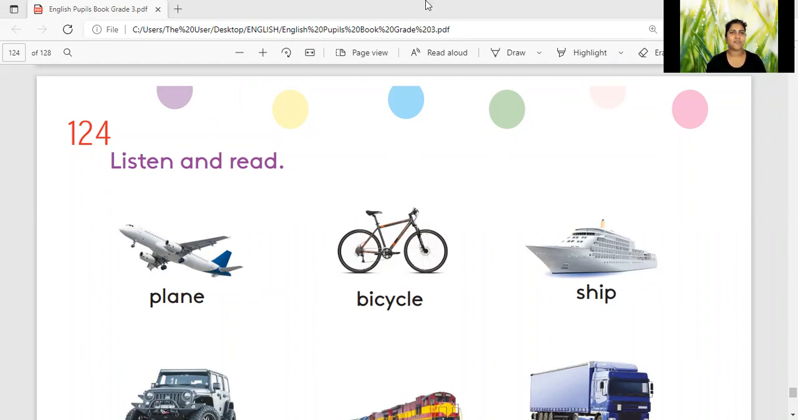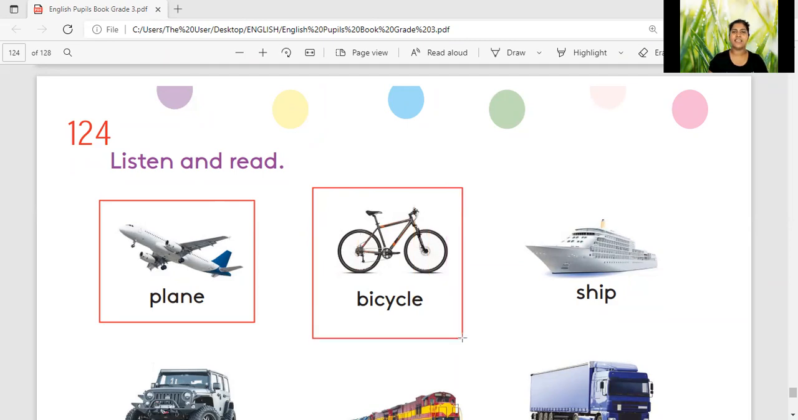What is this? What can you see in this picture? Plane. This one? Plane. Bicycle. Second one is bicycle. Third one is ship.